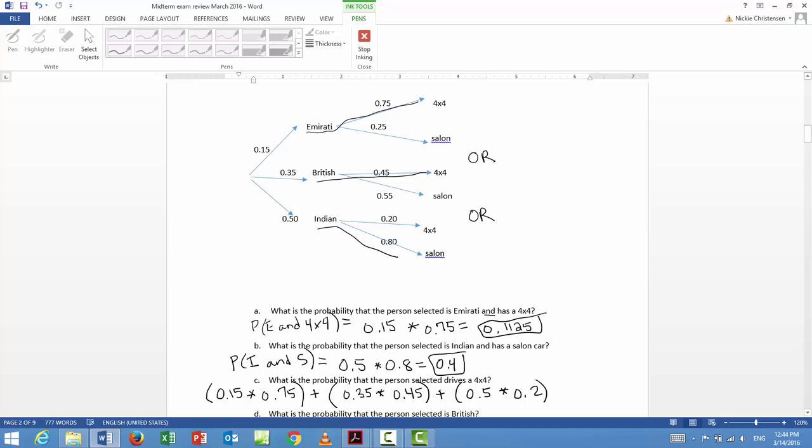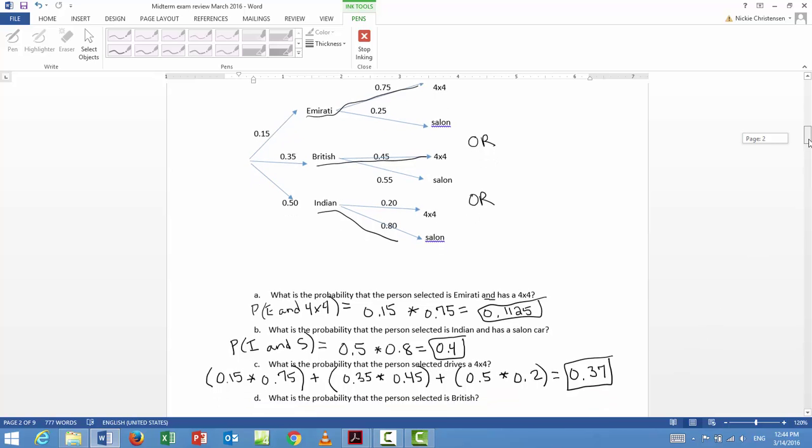Okay, I'll just quickly check to make sure my numbers are correct, and you should do the same thing on the exam, because it's very easy to make mistakes, isn't it? Okay, and if you multiply those out, this is the final answer. Okay? There's approximately 37% chance that the person we are going to randomly select drives a 4x4.